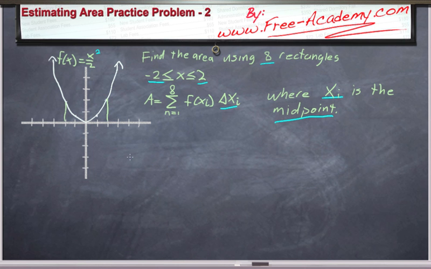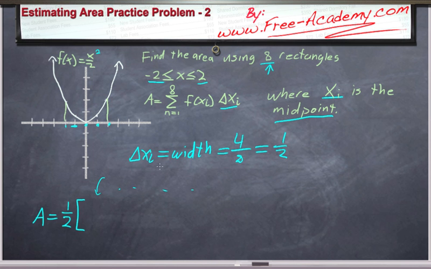Alright, for starters, we need to find what our delta x i is, or this can also be construed as the width of each one of these rectangles here. And that's going to be fairly straightforward to find. We're going to take our range, which is 2 minus -2, which is 4. And we're going to divide it by the number of rectangles, which is 8. And our width is going to be equal to 1/2. So we're going to set this into our formula. Our area is going to be equal to our width, multiplied by the sum of our different heights here.